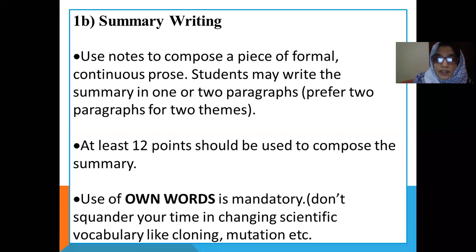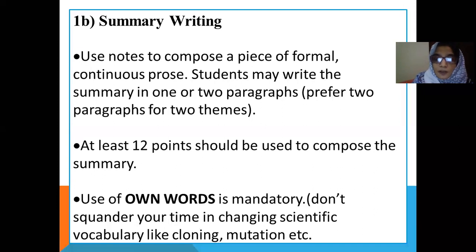Now at this stage, the marks for the summary are 10. They would be divided into own words and language. And when I say own words, it means that the students are not going to change only forms. For example, if beauty is written and they write beautifying, it's not counted as own words. Own words means completely new words.